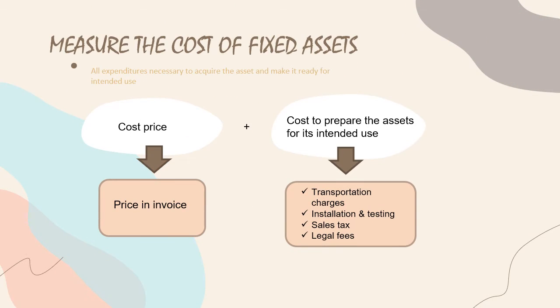Okay, let's move to discuss the measurement of the cost of fixed asset. That means all expenditures necessary to acquire the asset and make it ready for intended use. This is the flow on how we calculate the fixed asset cost. We have the cost price from our invoice and then we have to add the cost to prepare the asset for its intended use from transportation charges, installation and testing, sales tax, and also legal fees.